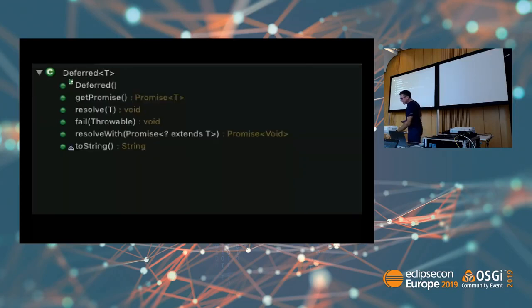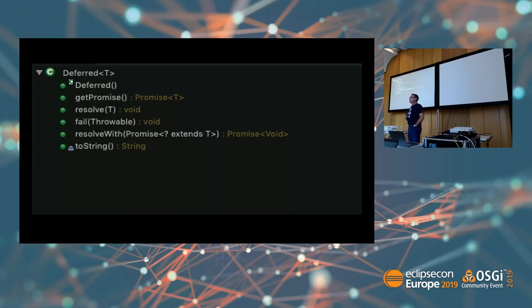So in the API, we provide a deferred class I talked about before. The point of the deferred is that it's an object that should only be possessed by the entity who's doing the work, the asynchronous task. So you don't really give deferred out to other people. What you do is, when you get a deferred, you get a promise from it, and that's what you return.